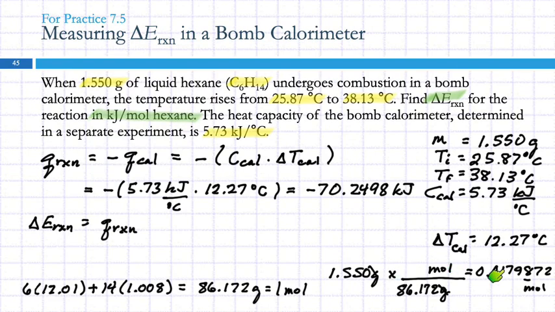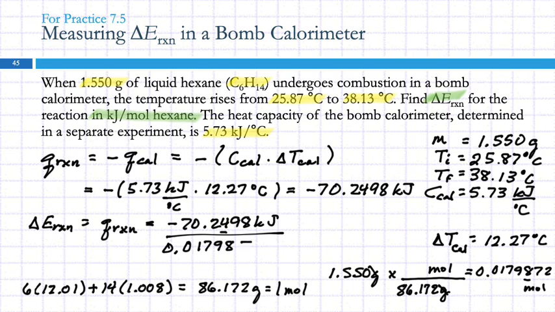So we calculated the moles of the hexane. This is the amount of energy released for this many moles of hexane. So to get kilojoules per mole, I'm just going to take this and divide by the number of moles. So 70.2498 kilojoules, I'm going to divide by that, and I'll get kilojoules per mole.